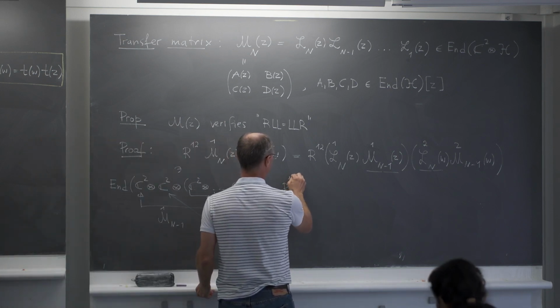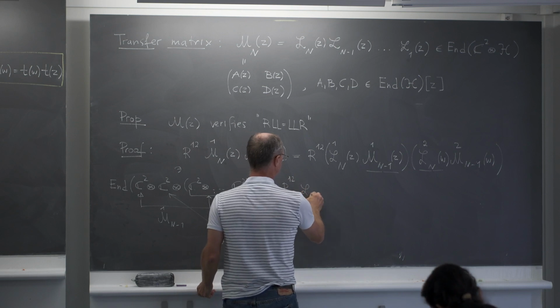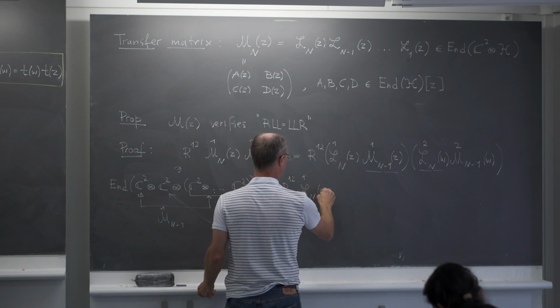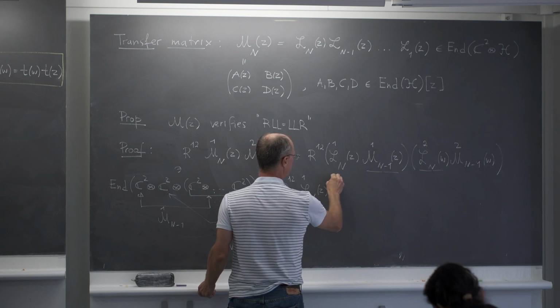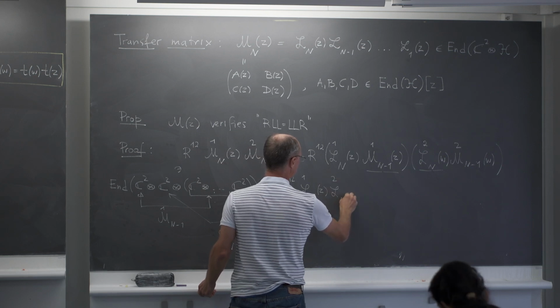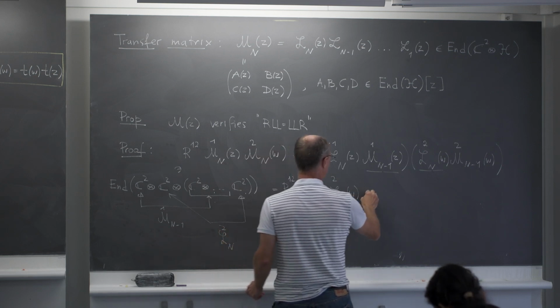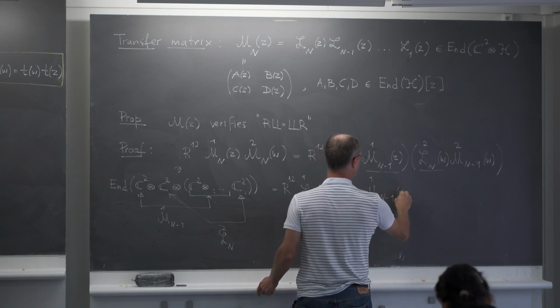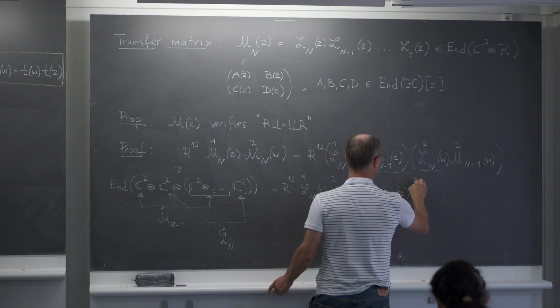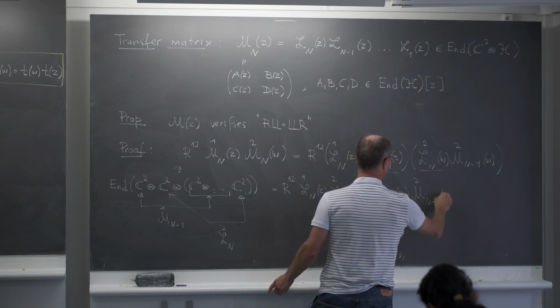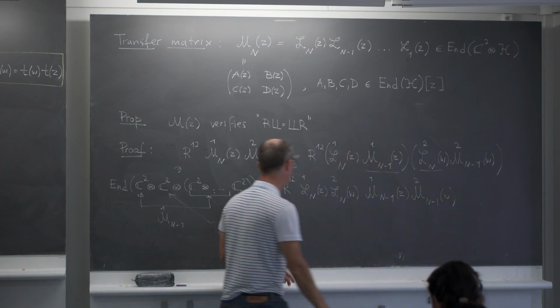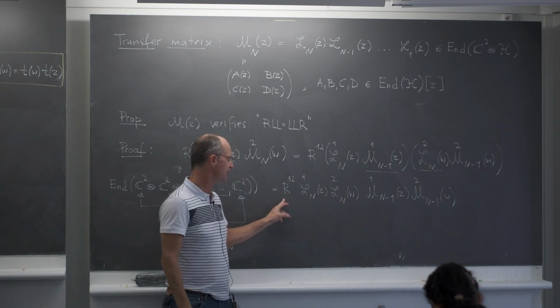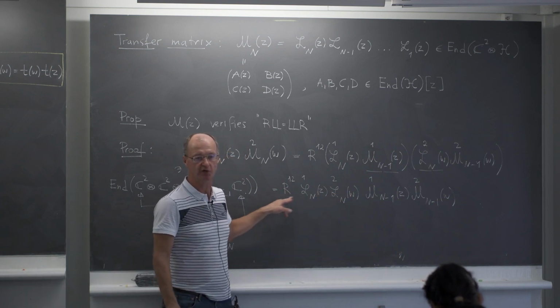So this is equal to R12 Ln1 of Z, Ln2 of W, and then M1 of Z, Mn minus 1, 2 of W. But now we can use this RRL equal to LLR for L.